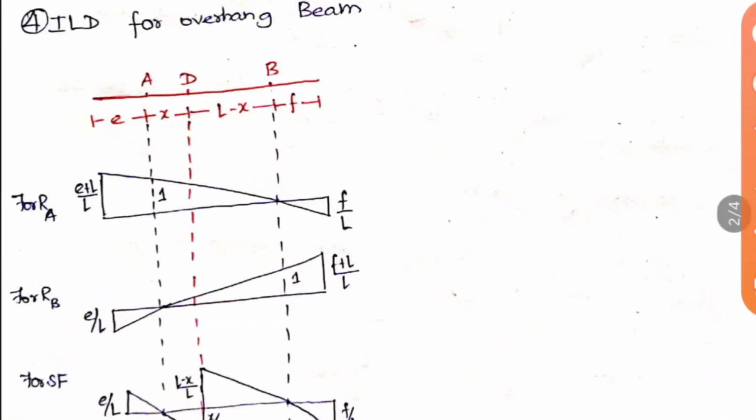Okay, so when you come to RB, in the previous case what we were doing for RB is like this. The same thing is done, and it is extended for the overhanging beams. So for overhanging, here it is F plus L by L, and here it is E by L. Okay, so these two values are very important.